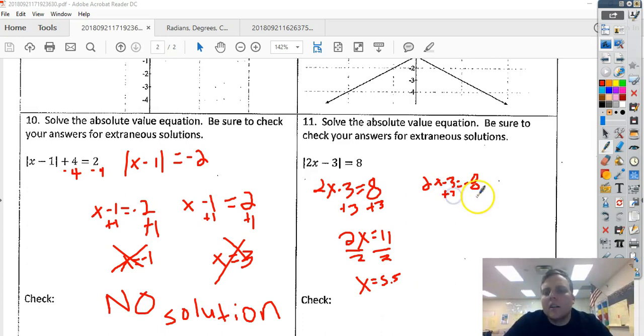Add 3, so we get 2x is equal to -5. Divide both sides by 2, and you get x is equal to -2.5, or -5/2, whichever one you truly prefer. Alright.